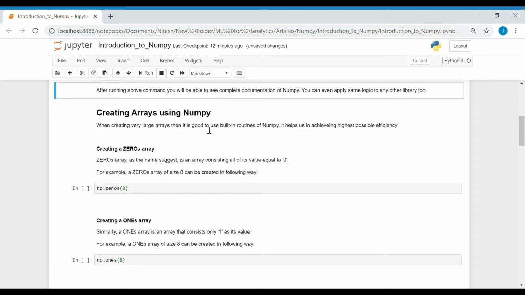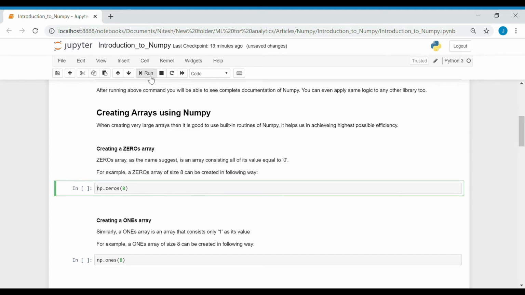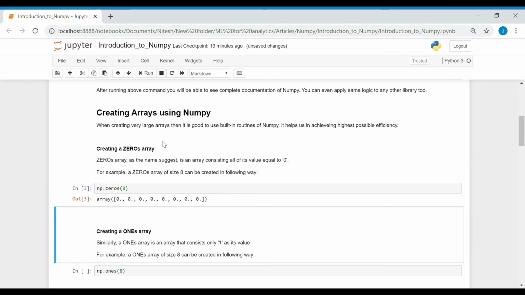First comes creating a zeros array. Have you ever thought of creating an array of any size having the default value 0? I think you may have thought many times. So one of the easiest ways to do so in NumPy is simply write np.zeros and the number of elements in the bracket. In my case, I'm making it 8, so it will create an array of 8 elements, all having 0 value.